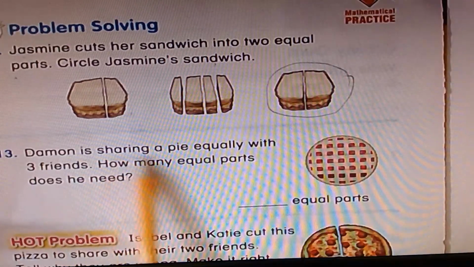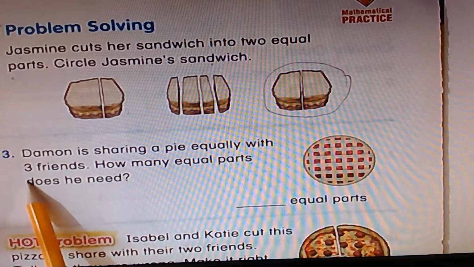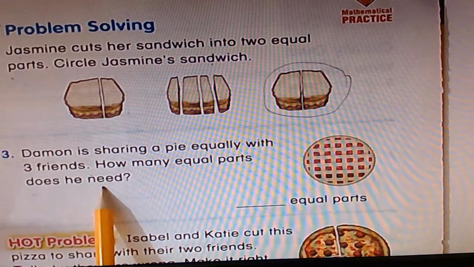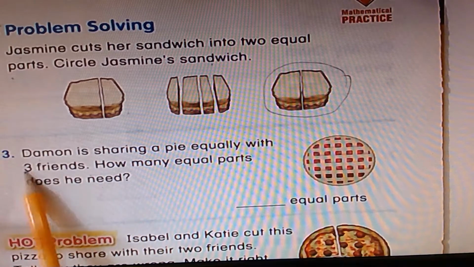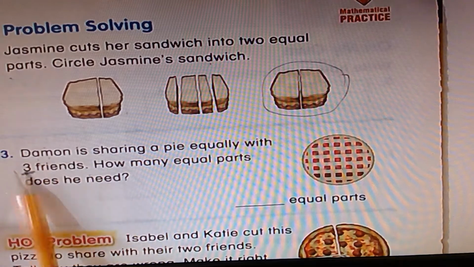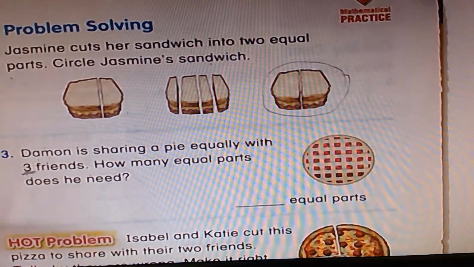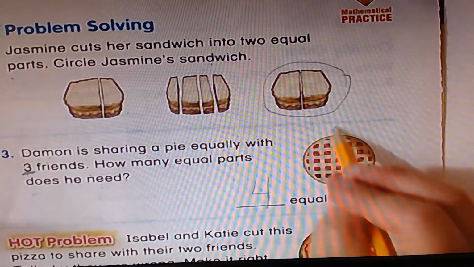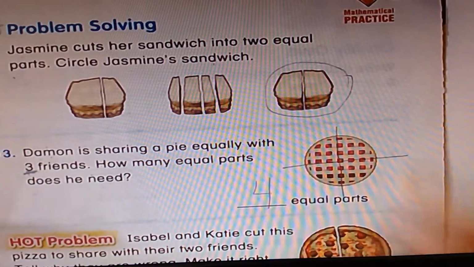Damon is sharing a pie equally with 3 friends. How many equal parts does he need? He's sharing it with 3 friends. So him and 3 friends. What's Damon plus 3 more people? That would be 4 people. Okay, and you would cut that pie like this.